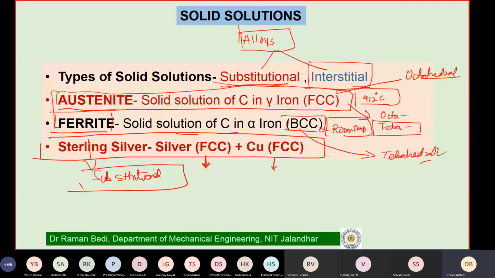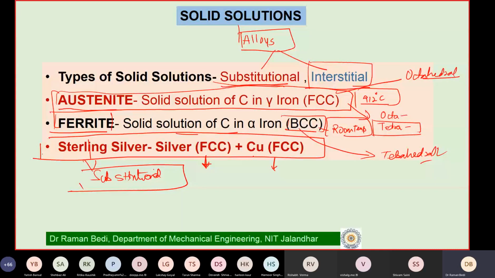They will not be accommodated in the voids, because one of the reasons will be the size of the solute atoms is almost similar to the size of the solvent atom. That's what happens in the case of silver and copper. Whereas for iron and carbon, the difference is appreciable. Iron has an atomic radius of 1.24 angstroms, whereas carbon has an atomic radius of 0.071 angstroms. So this is what will be the difference. It will form interstitial, and silver and copper will form what we call as a substitutional alloy.